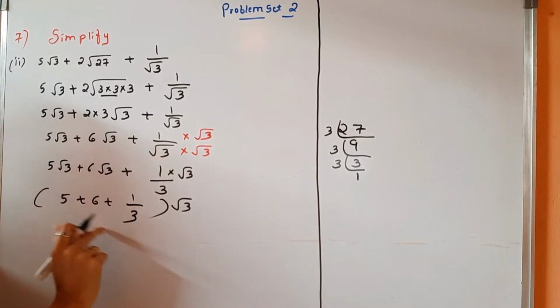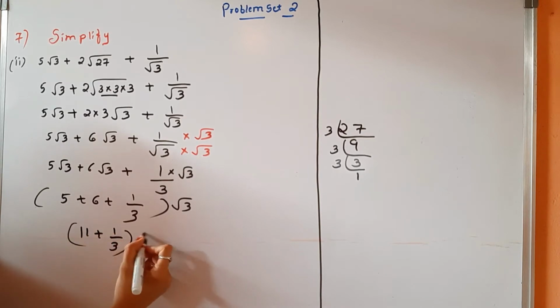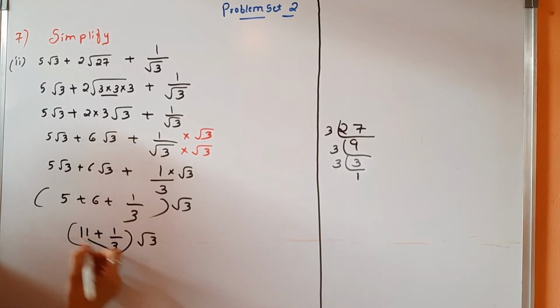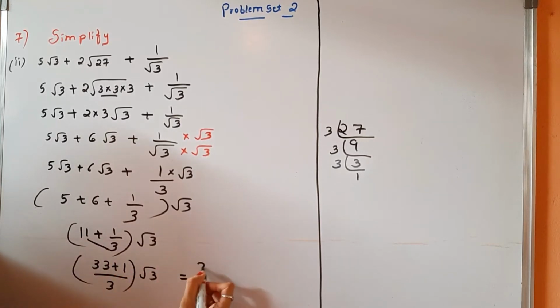Okay, now 5 plus 6 how much? 11. 11 plus 1 upon 3, into root 3. You know cross multiplication. Okay, equalizing the denominator 3, that is 3 into 11, 33, plus 1, into root 3. So your answer will be 33 plus 1, 34 by 3, into root 3. This is your final answer.